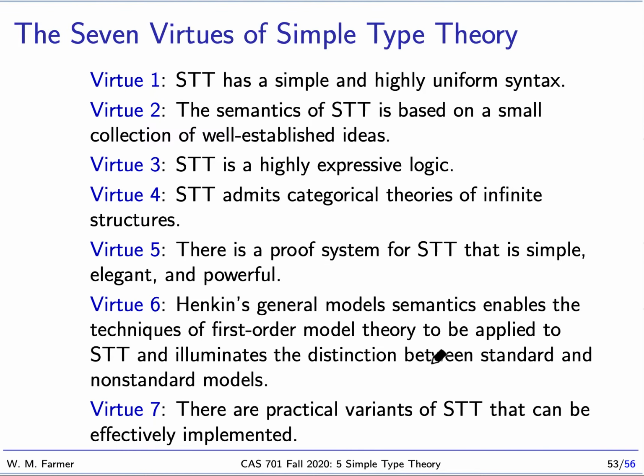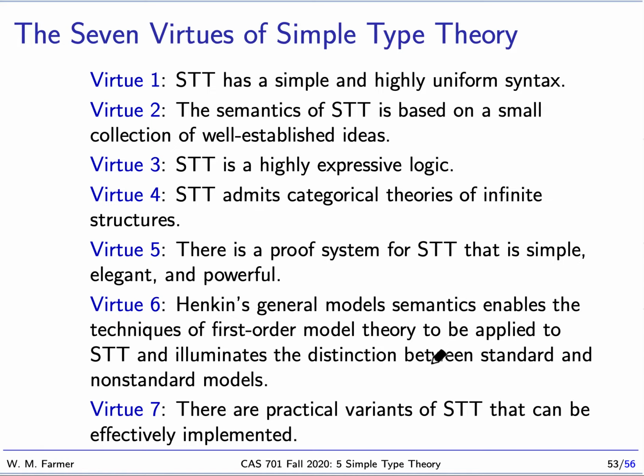Now, in my paper, Seven Virtues of Simple Type Theory, I listed seven virtues of simple type theory. I'm going to take this opportunity to read them off. Simple type theory has a simple and highly uniform syntax. The semantics of simple type theory is based on a small collection of well-established ideas. Simple type theory is a highly expressive logic. Simple type theory admits categorical theories of infinite structures, like the structure of the natural numbers or the real numbers.